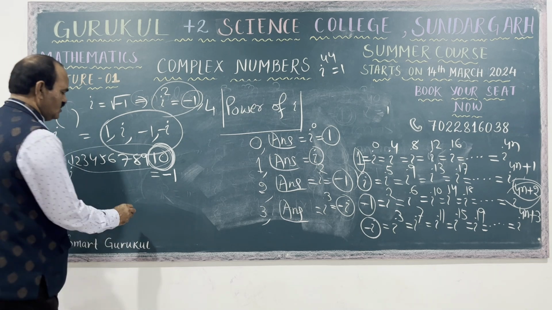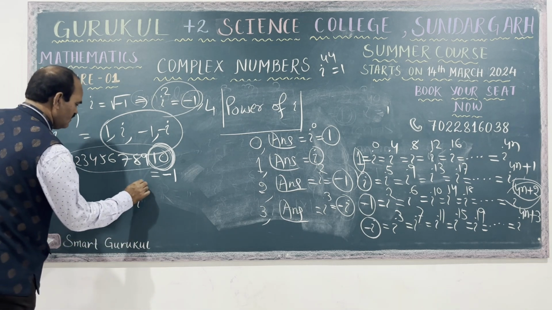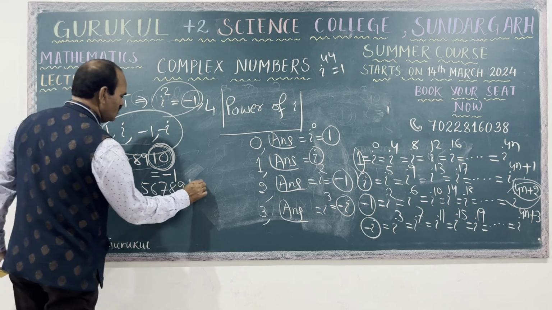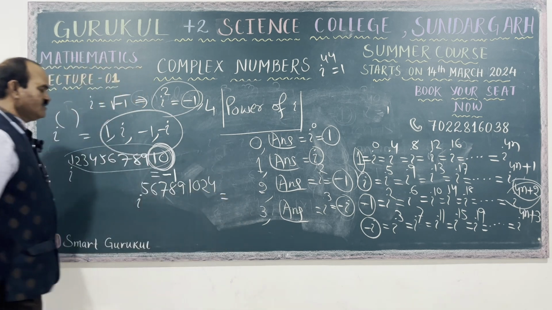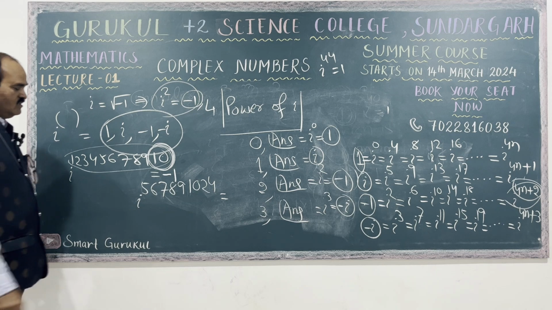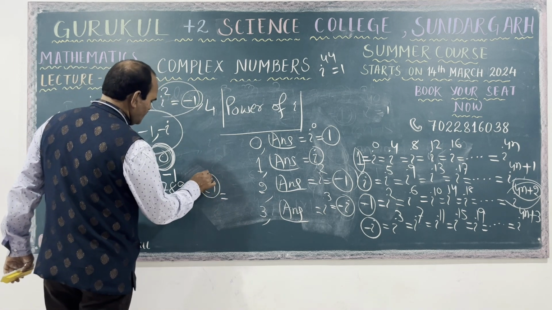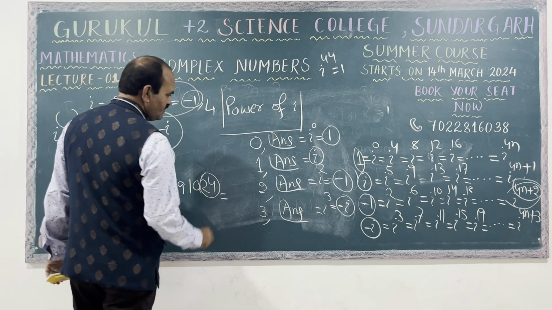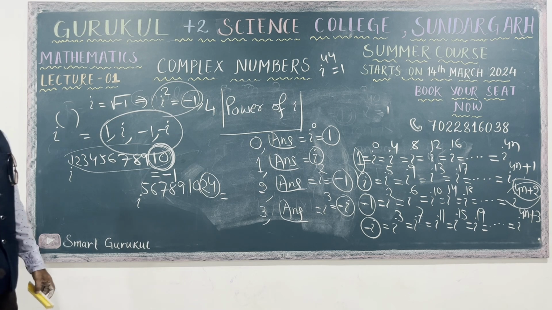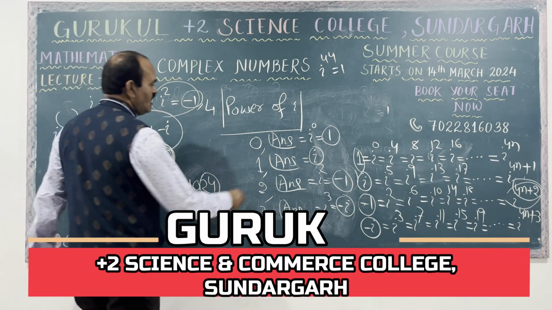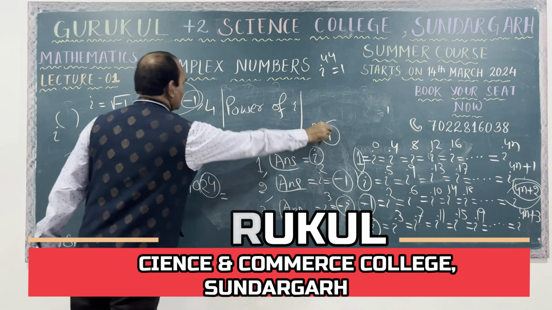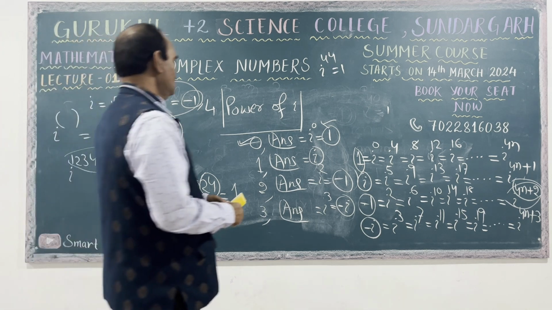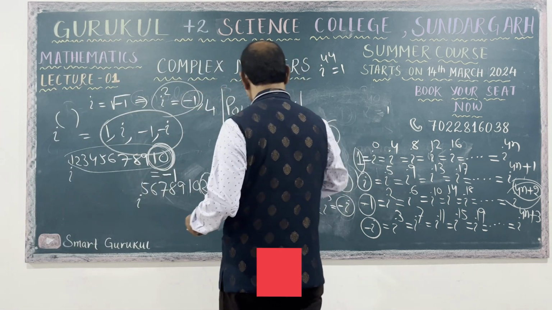If the power of i is, say, 5678910 24, and its answer is 1, because we have to divide only 24 by 4. 24 divided by 4 gives remainder 0, and when the remainder is 0, the answer is only 1, not i or minus 1 or minus i.